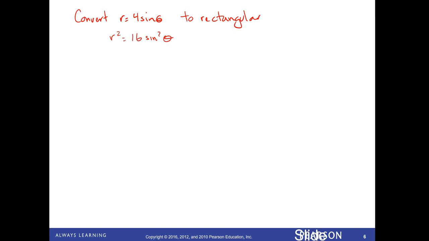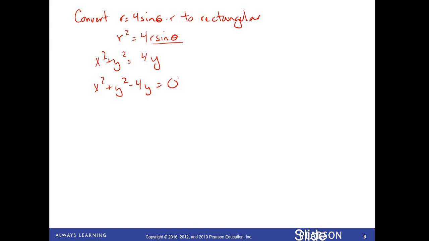So the other way to get r squared is to multiply both sides by r. So I'm going to write this as r squared equals, if I multiply this by r as well, I can write it as 4r sine theta. r squared is x squared plus y squared. r sine theta is y. So there's my xy equation. I'm going to clean it up. x squared plus y squared minus 4y equals 0.